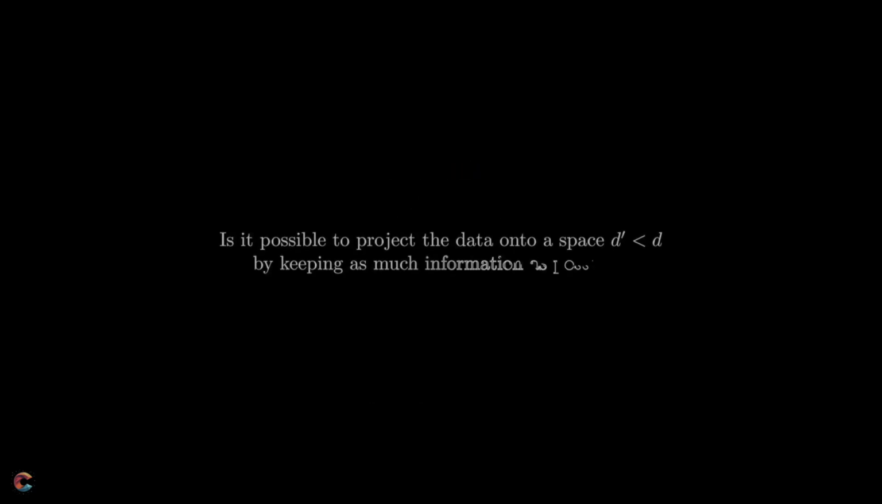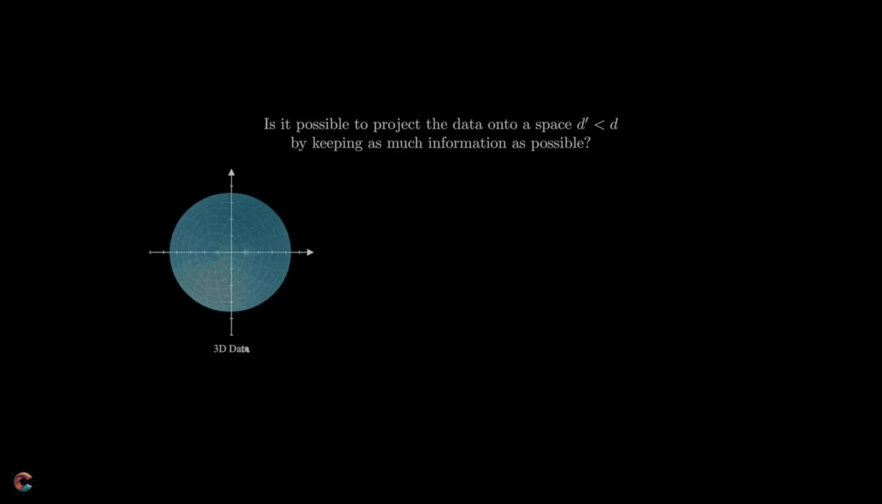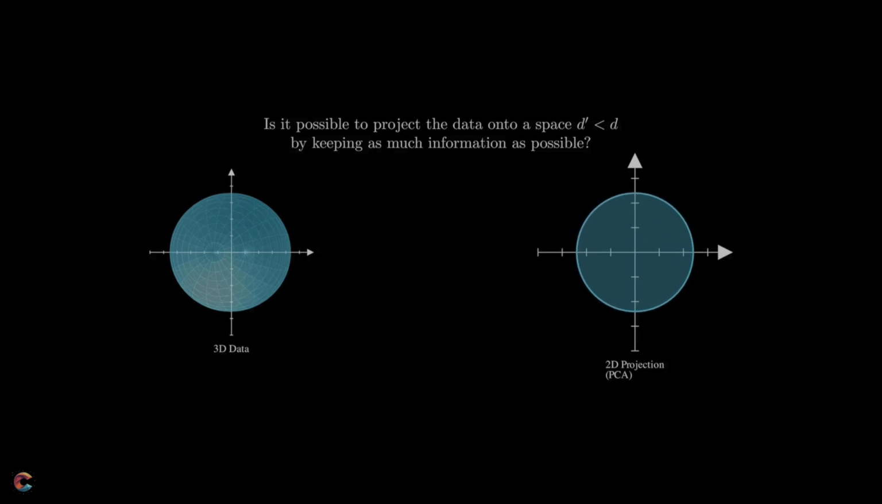So, is it possible to project the data from high dimension to some low dimension d' by keeping as much information as possible, like projecting a sphere in a 3-dimensional plane to a circle in a 2-dimensional plane? PCA does this by keeping as much covariance structure as possible, by keeping orthogonal directions that discriminate well the points of the cloud.